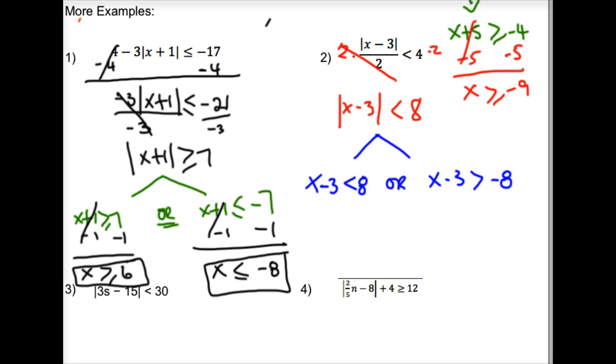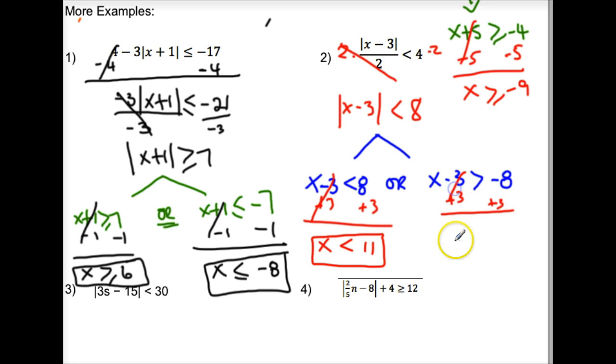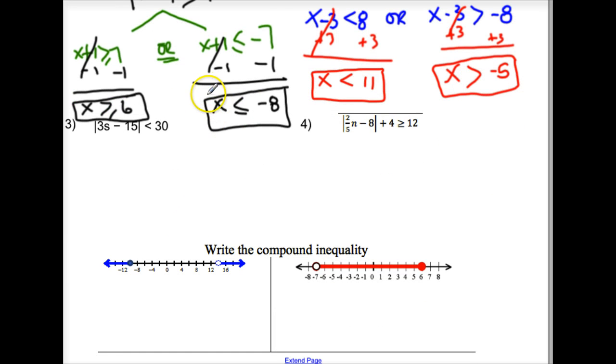And then what I want to do is just go ahead and solve. Add 3 on both sides. X is less than 11. That's one of my answers. And then here I would add 3 on both sides. X is greater than negative 5. We're not graphing these examples, we're just doing them algebraically.